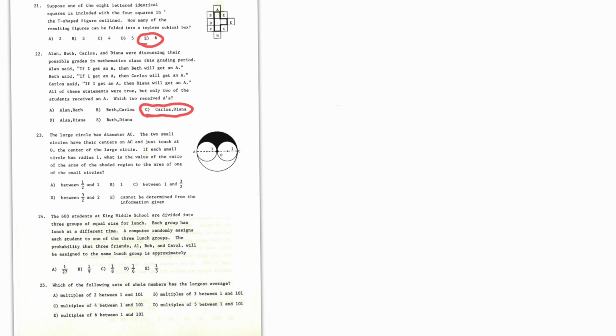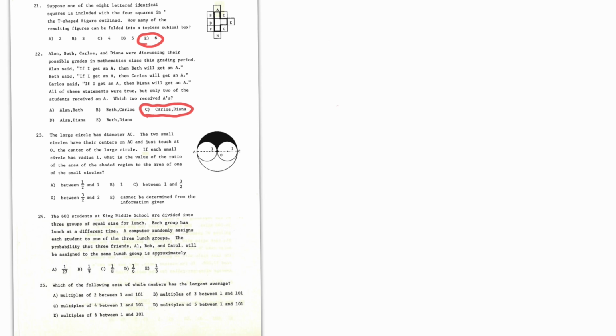Number 23. The large circle has diameter AC. The two small circles have their centers on AC and just touch at O, the center of the large circle.